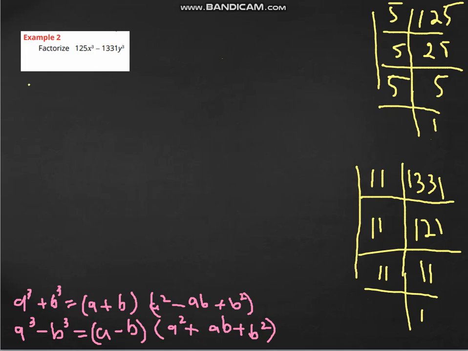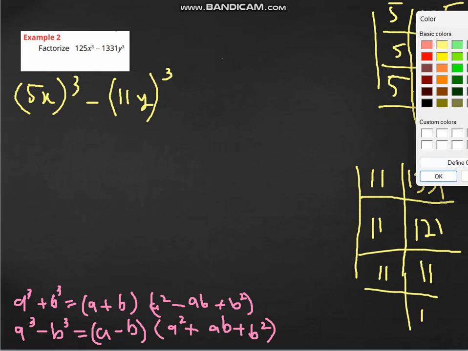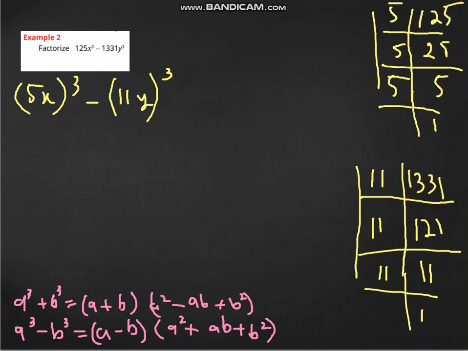So that's 5x cubed minus 11y cubed. Now, let me show you what we're going to do. This term will become a, this term will become b. Let's do it. So the formula for a cubed minus b cubed is this one.